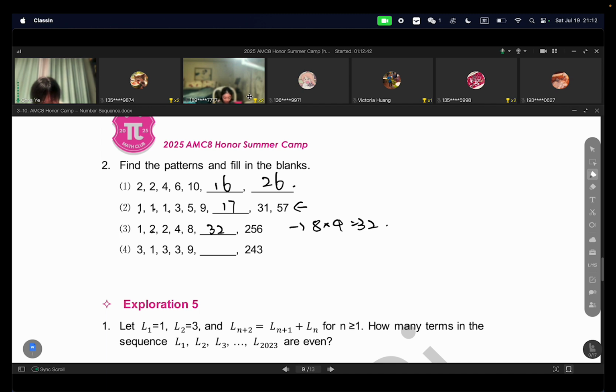And the last problem is 3, 1, 3, 3, 9. This one seems a bit weird, but usually the first two numbers don't really matter. It says that starting from the third number, the following number is the product of the previous two numbers again. So 3 times 1 equals 3, 1 times 3 equals 3, 3 times 3 equals 9, and for this one, it's going to be 3 times 9 equals 27. Are there any questions about the warm-up?